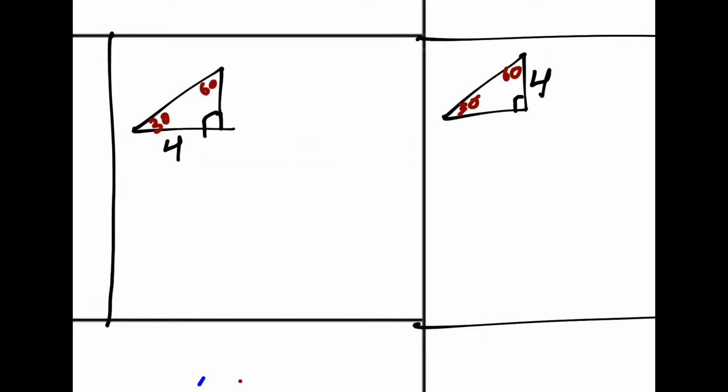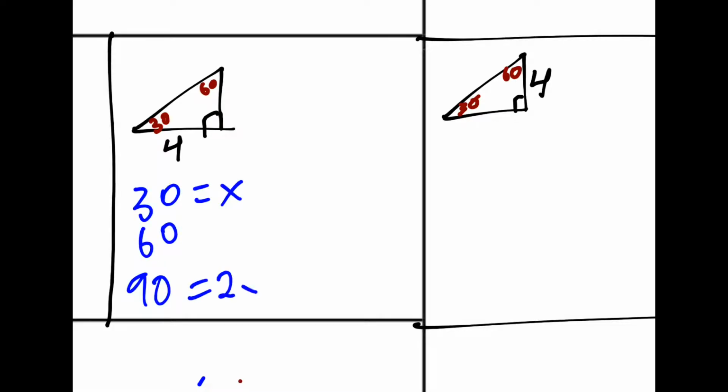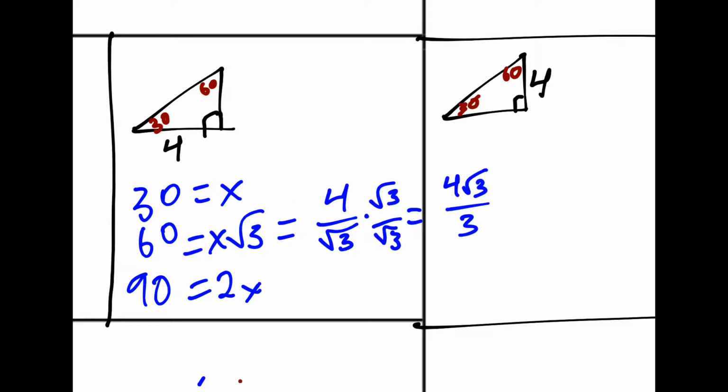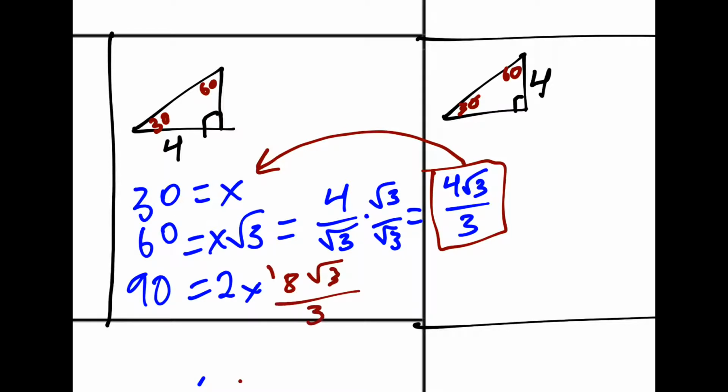Here's a different example. This time I'm given the one across from 60. So I'll start off the same, remembering what each of these equal. And here, 4 is equal to x root 3. So if I want to figure out what x is all by itself, I'm going to have to divide by square root of 3. So once I solve and rationalize and, well, I can't simplify, this tells me what x is. My actual length across from 60 is 4, but if I solve for x, it's 4 root 3 divided by 3. So that's going to go here for 30. I'm going to double it for across from 90.